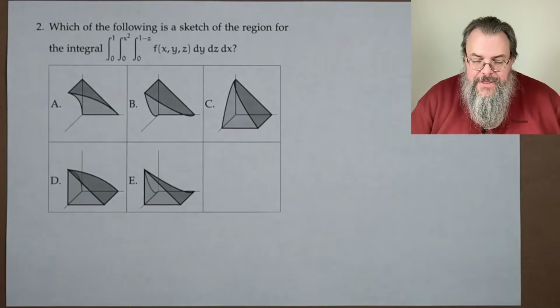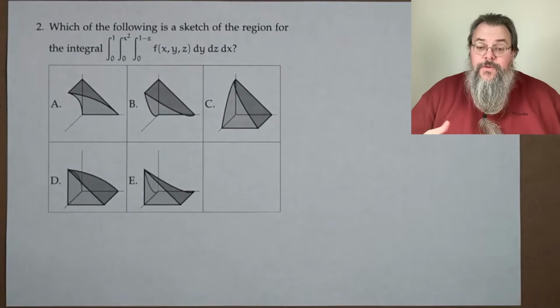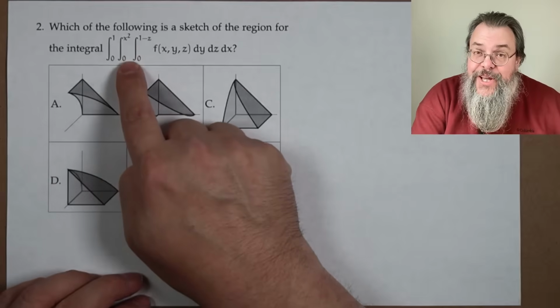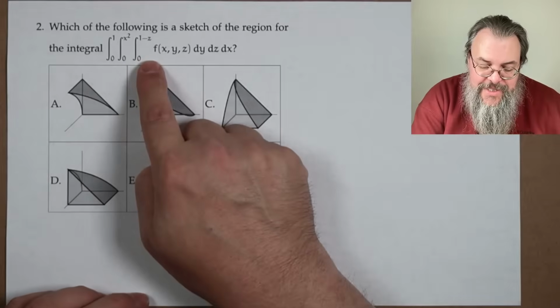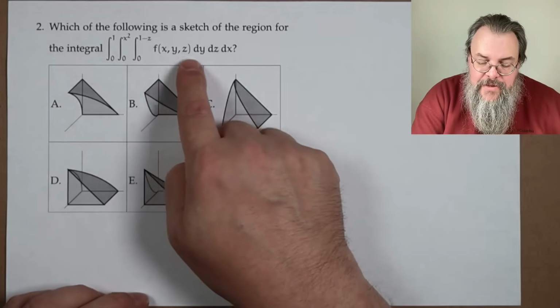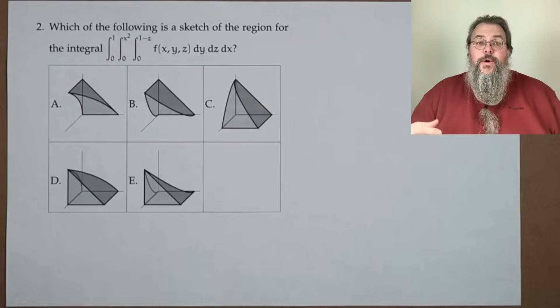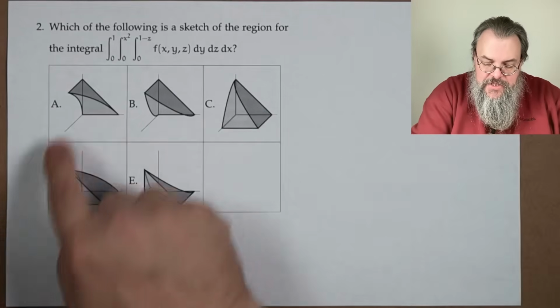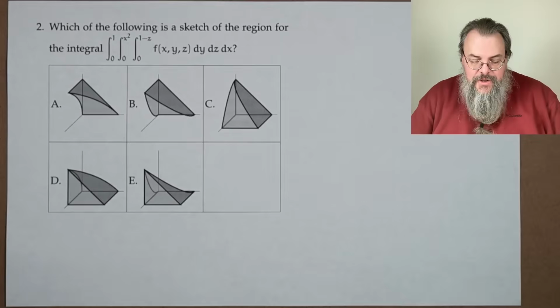Which of the following is a sketch of the region for the integral from 0 to 1, 0 to x squared, 0 to 1 minus z, f of x, y, z, dy, dz, dx? Whew, okay. Wow, interesting. And we have a bunch of shapes. None of them look like any of the others.